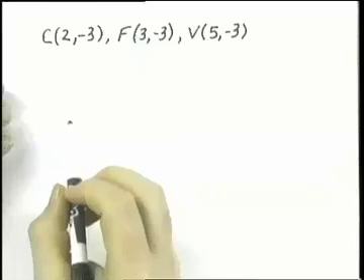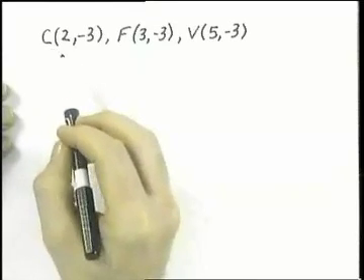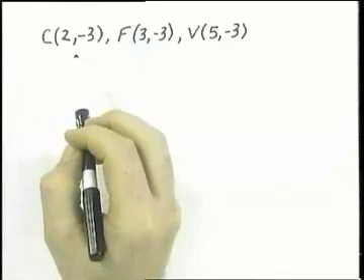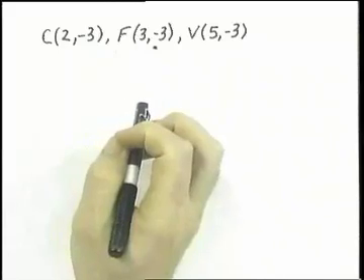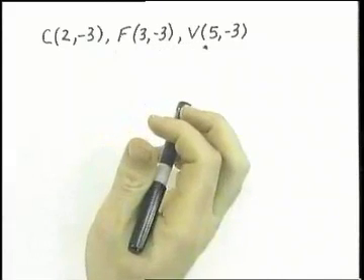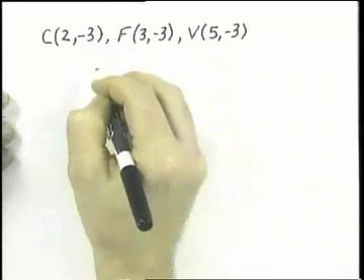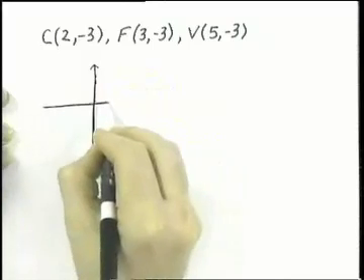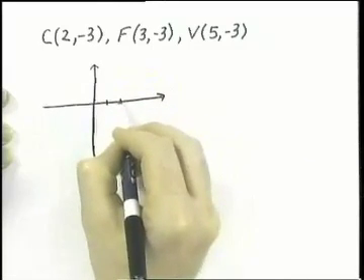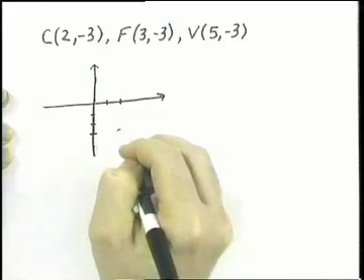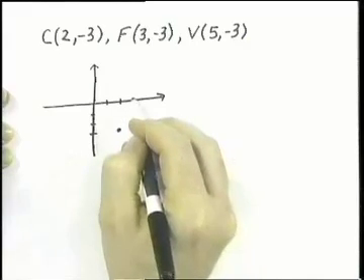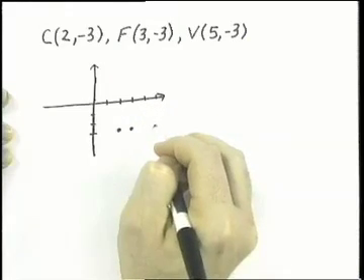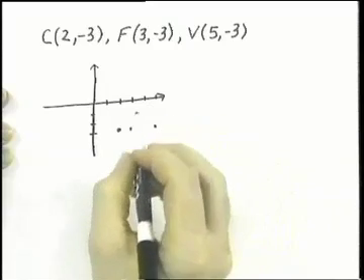Let's look at an example. We're asked to find the equation of an ellipse whose center is at (2, negative 3). We have a focus at (3, negative 3), and we have a vertex at (5, negative 3). I feel it's worthwhile to draw a rough sketch right off the bat, in which case we plot these points. So there's the center at (2, negative 3). A focus is at (3, negative 3), and a vertex is at (5, negative 3).